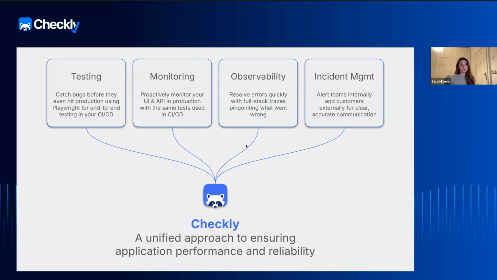Third one is observability, what we'll be talking about today, which comes down to our traces feature, meaning that we give you the exact trace about your failed check, pinpointing exactly what went wrong. And then incident management means that we have a lot of alerting options that allow you to communicate failures among your internal teams and also with your customers.